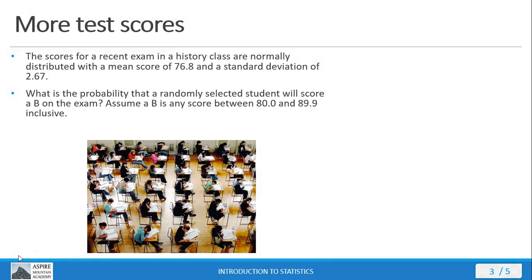Let's keep with the same problem of test scores, but this time we're going to ask a different question. What is the probability that a randomly selected student will score a B on the exam? Let's assume that a B is any score between 80 and 89.9. Once again, I want you to pause the video, go into StatCrunch, and see if you can calculate that probability. Then come back and we'll see how you did.